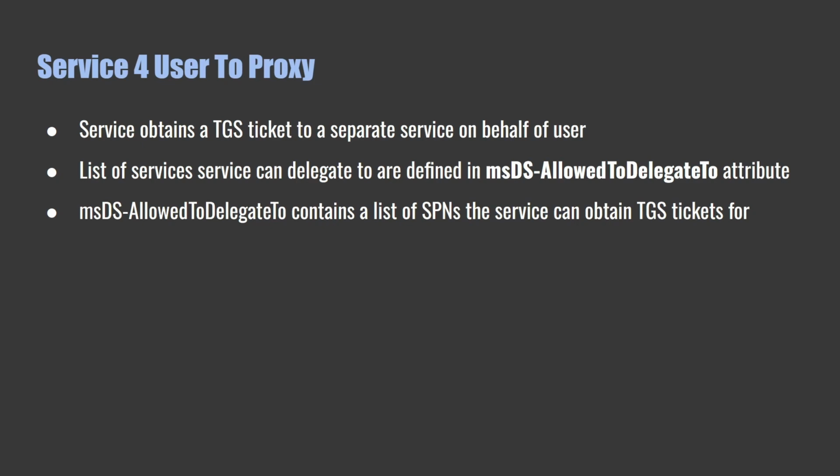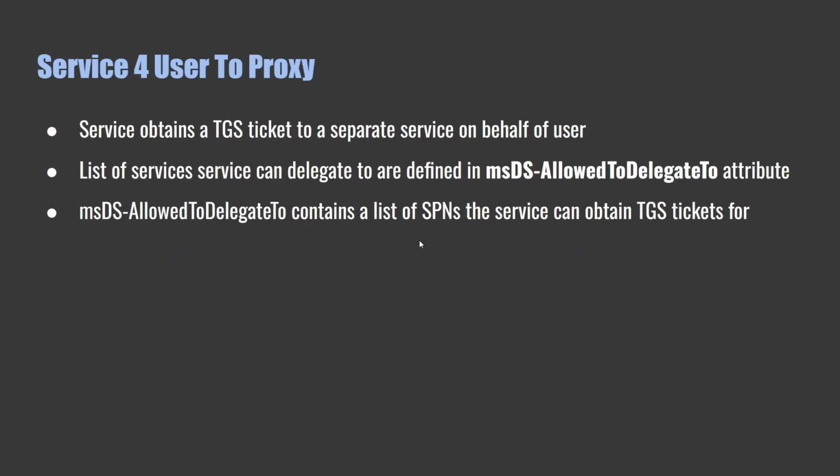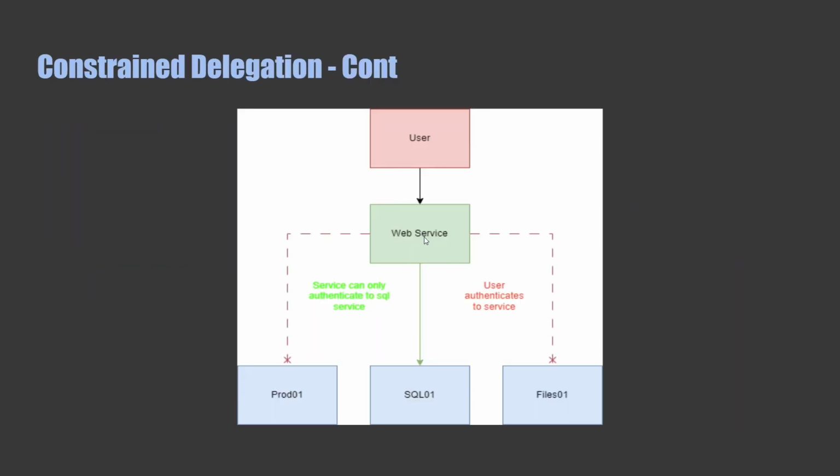So if we go back to this diagram, as the user interacts with the service, this is where the S4U2Self will occur. If the user is not authenticated through Kerberos, this is basically the service getting a TGS ticket to then request a second one. And then Service for User to Proxy, when the web service actually wants to use that ticket and go to another service, this is where S4U2Proxy will be used, when it wants to access the SQL01 server.